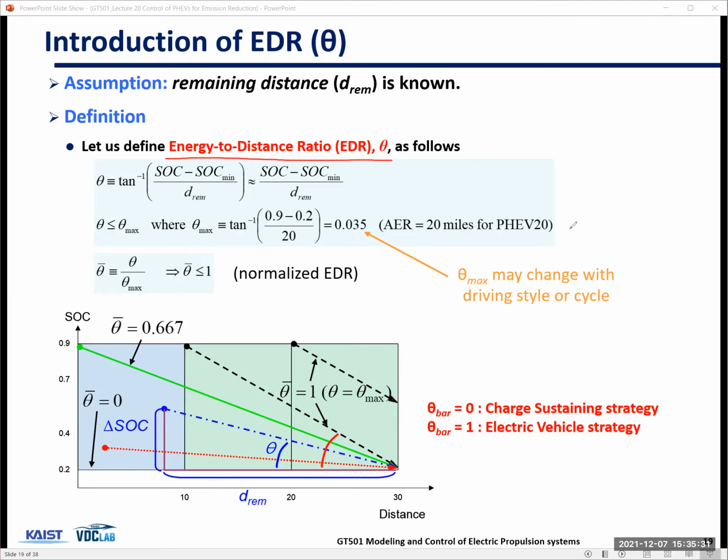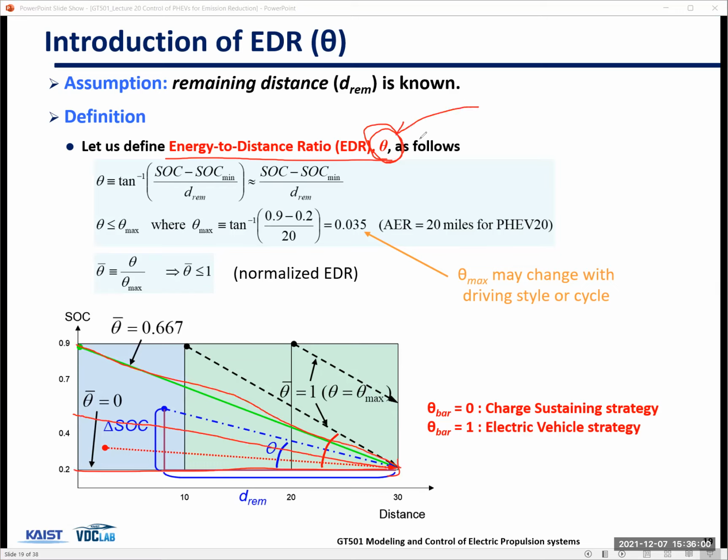So this is something new for plug-in hybrids, so that we can control. Do we want to maintain a state of charge, or do we want to deplete SOC as fast as we can, or do we want to deplete SOC slowly? We can control these things using this new variable called energy to distance ratio.